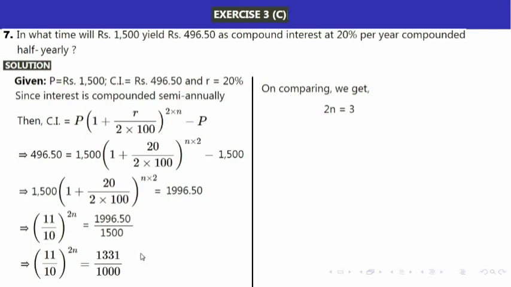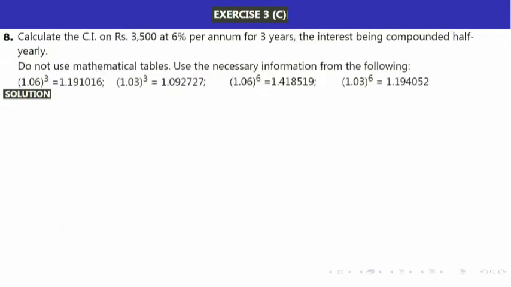See, we have 11 by 10 here and 11 by 10 here. Here the power is 2n and here the power is 3. So when you compare, you get 2n equals 3. From here, n will be 3 by 2, which is 1.5 years. So the required time is 1.5 years. Pause the video and note down the solution.